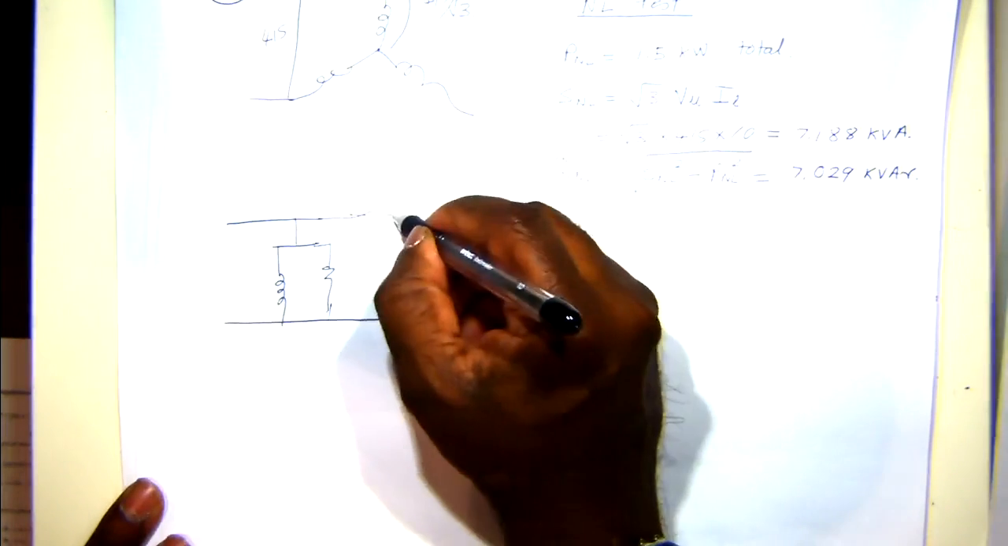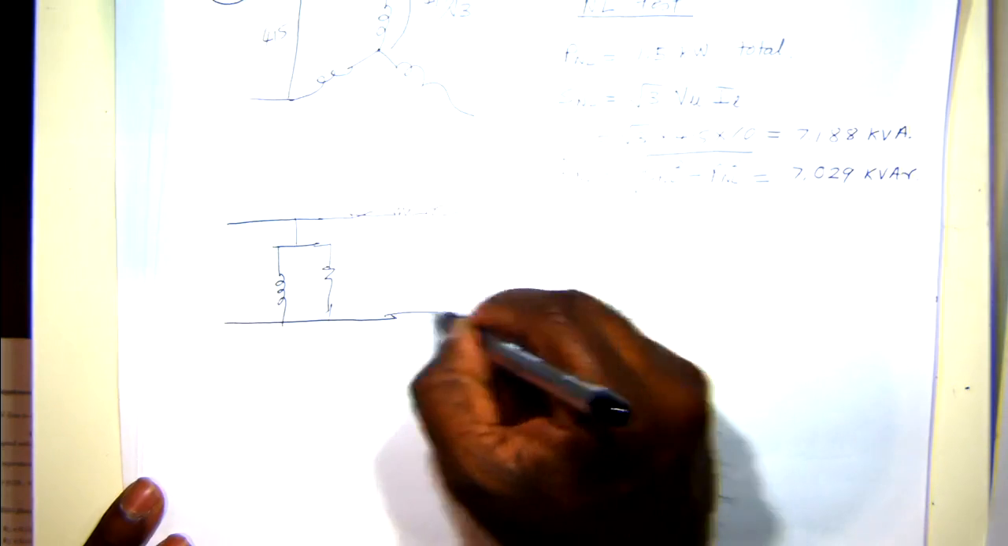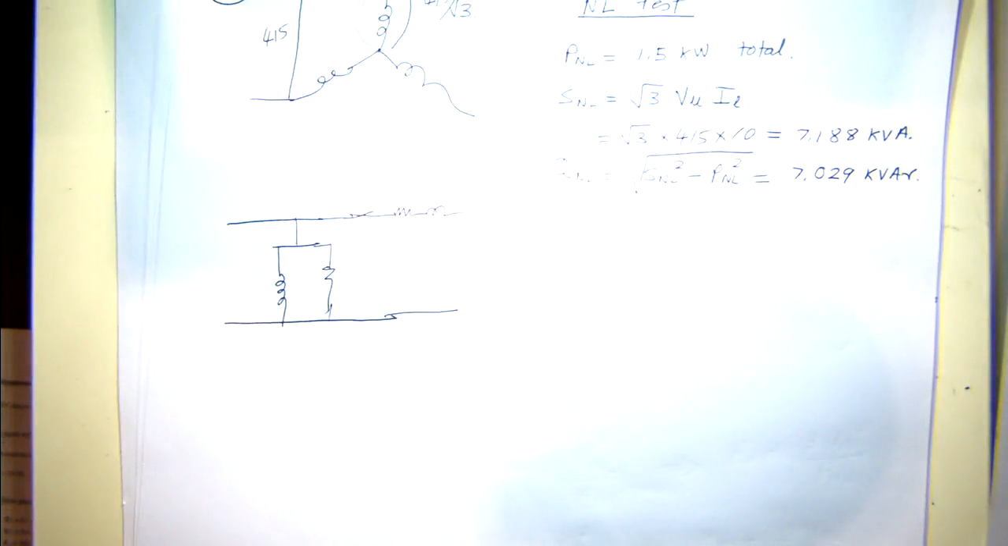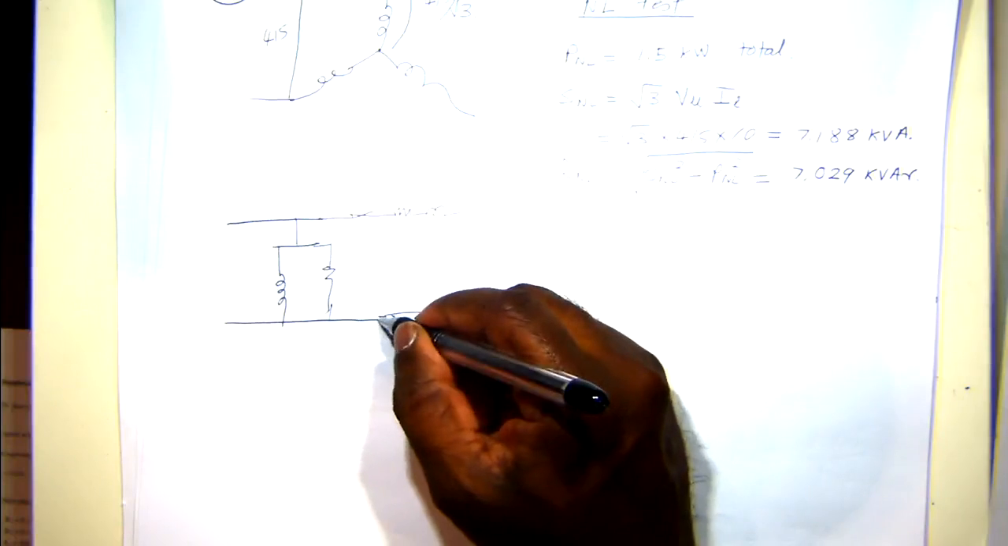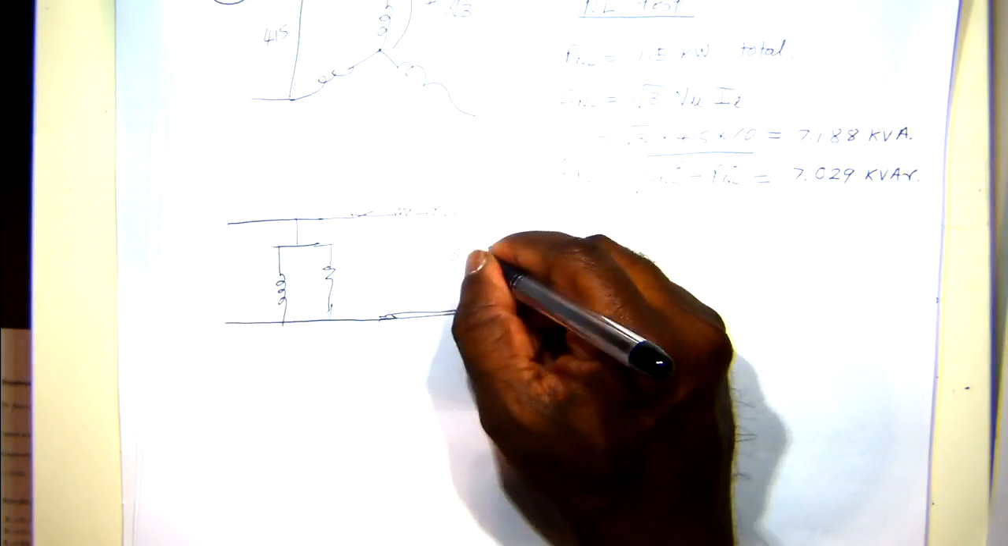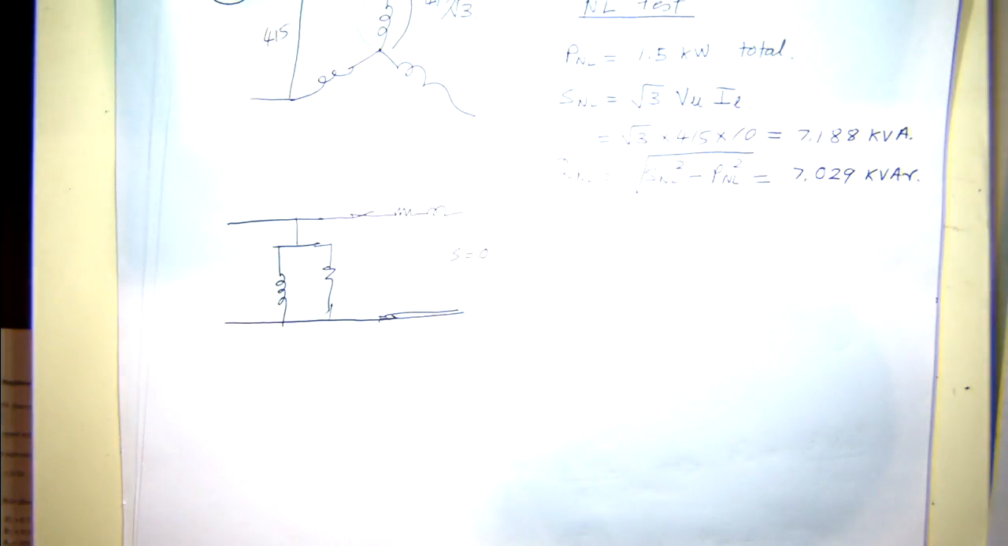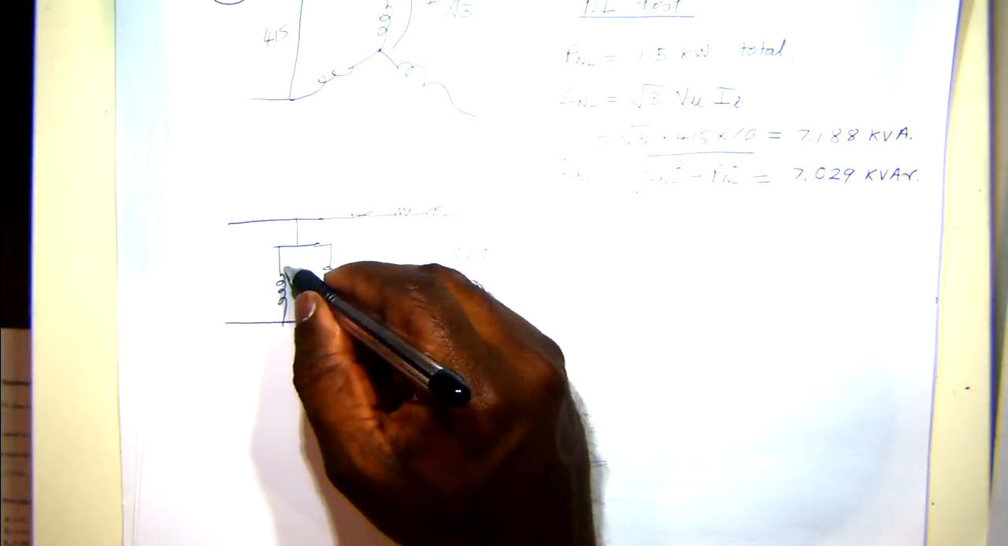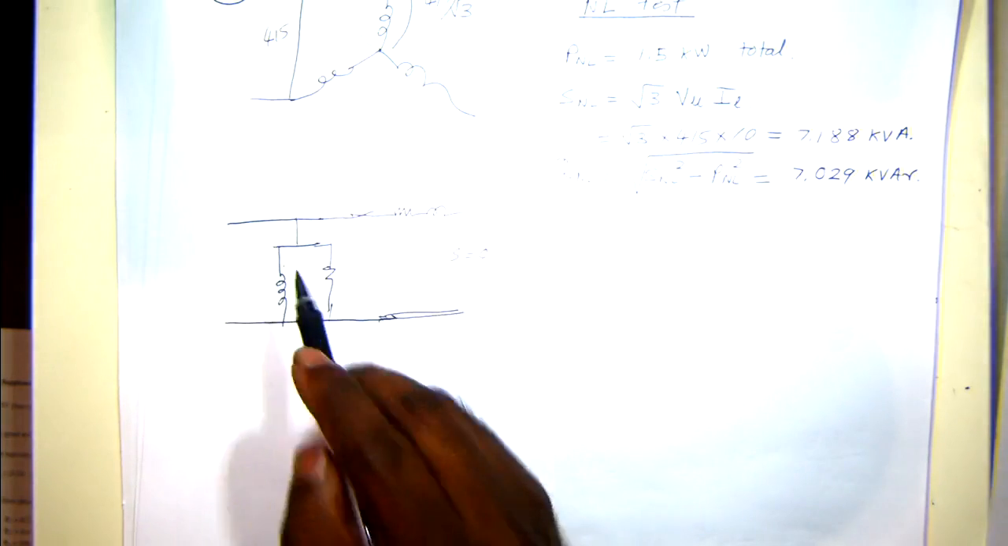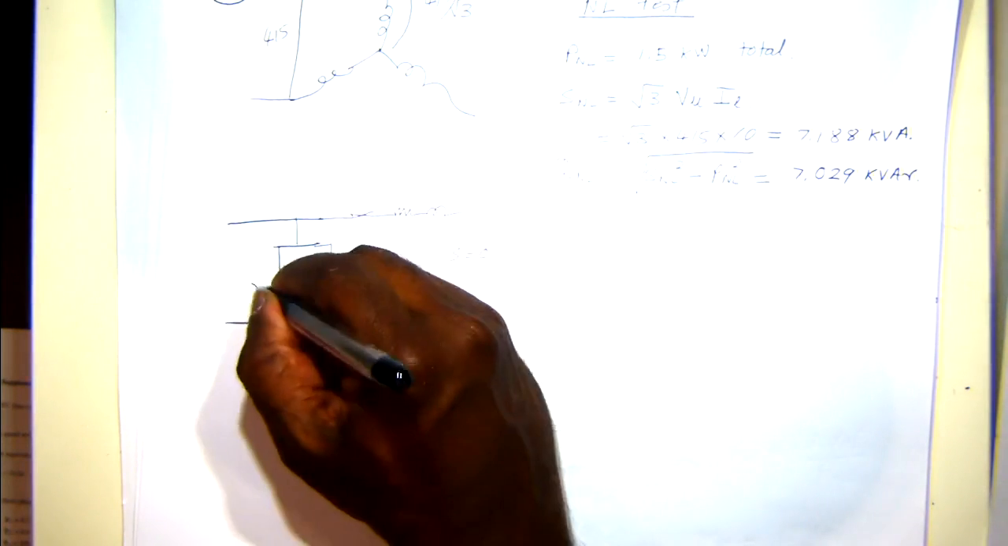So the branch here, we assume that's open circuit. It's running at synchronous speed, so S equals 0. So that's like an open circuit there. And then our objective is to find these two elements, R0 and X0.